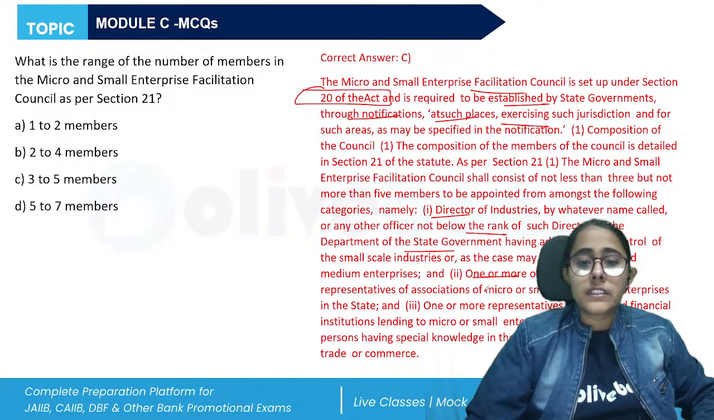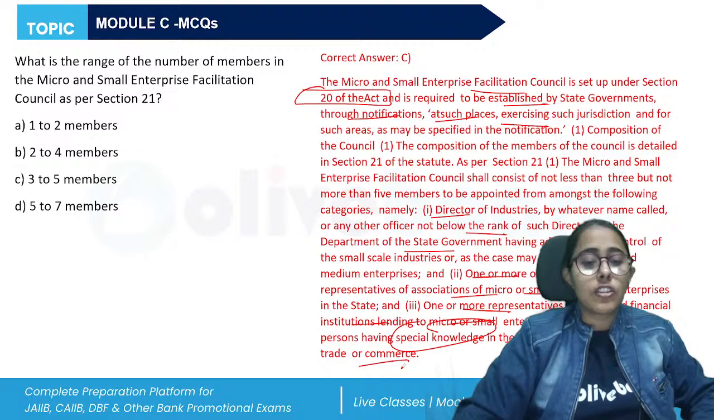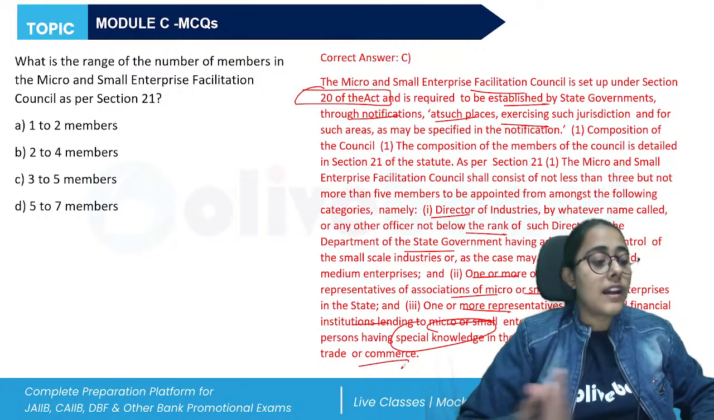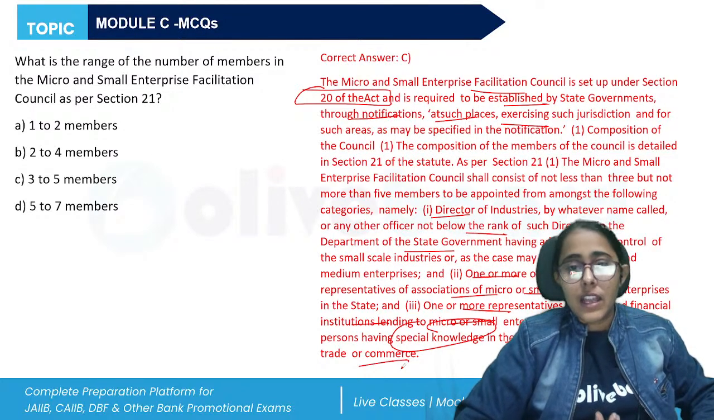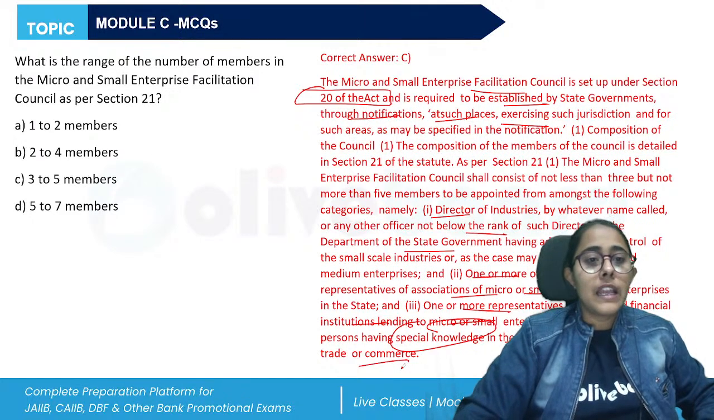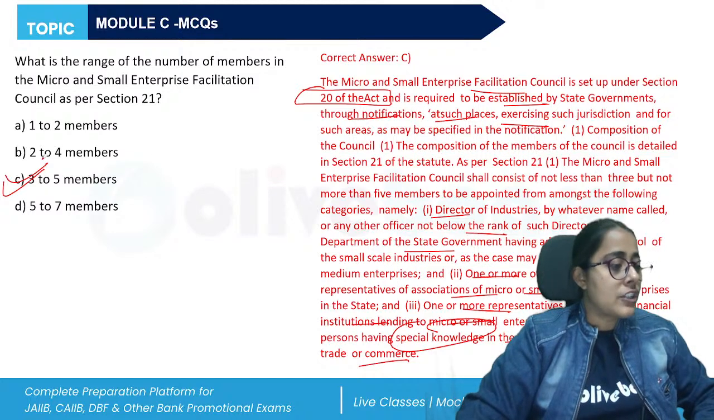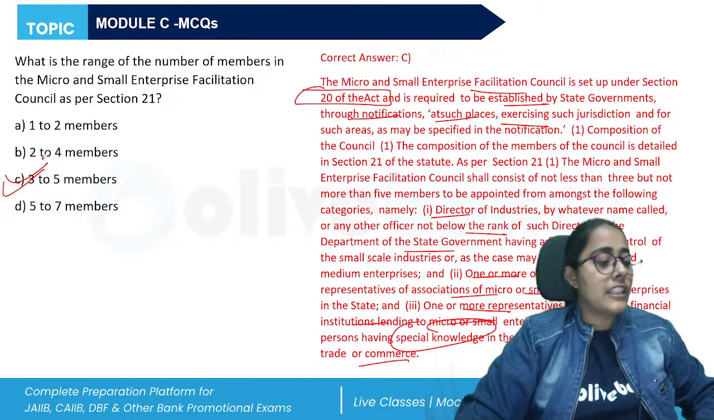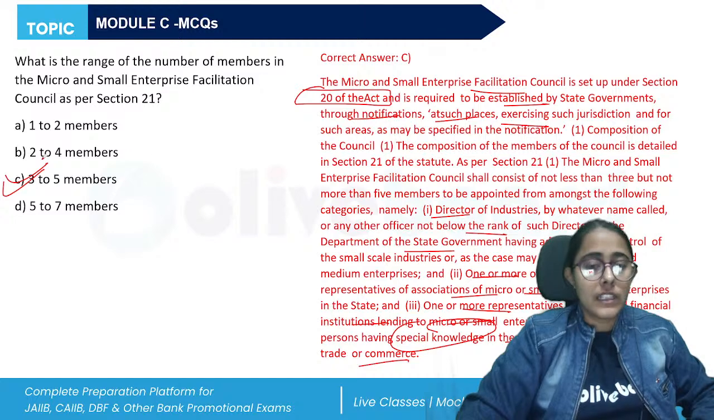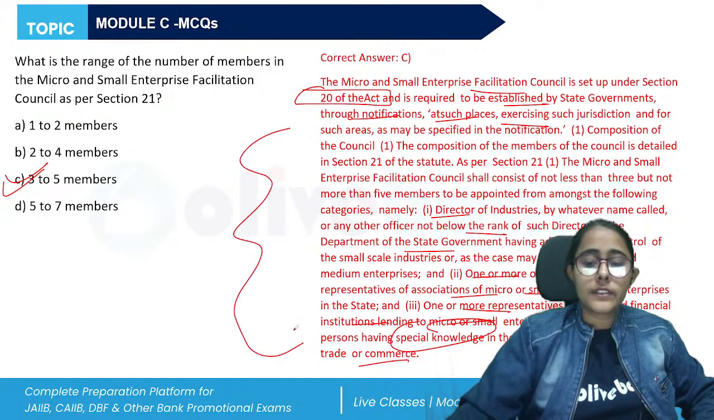One or more office bearers from the associations of micro and small industry, one or more representatives of the banks and financial institutions that are providing finance to the small enterprises, and one or more persons having special knowledge in the field of industry, finance, law, or trade. So a question can also be asked from this explanation that is given. Like the members that are to be made part of the facilitation council, what are going to be their qualifications, or which of the following are not eligible to be the member of the facilitation council. So you need to remember these qualifications.